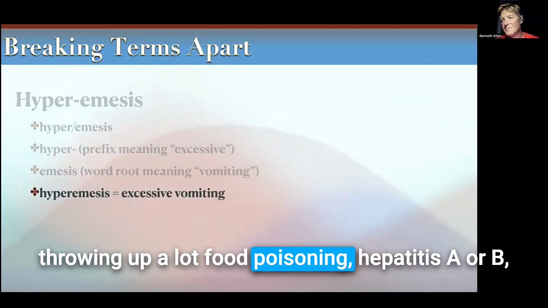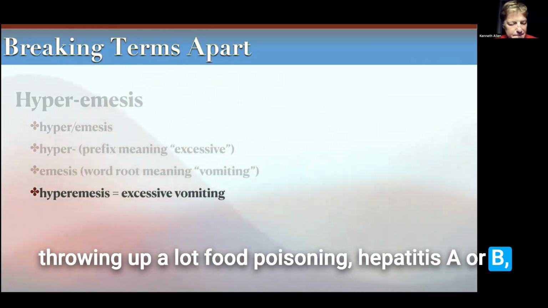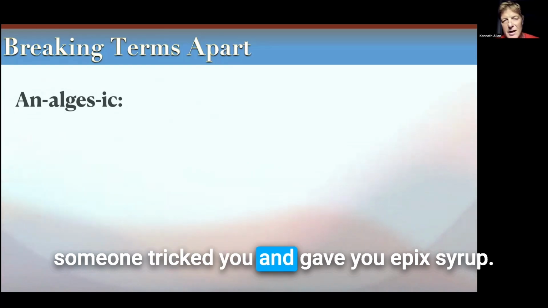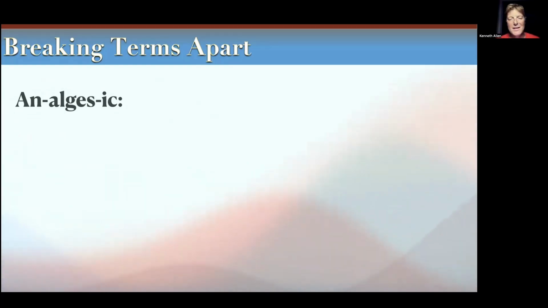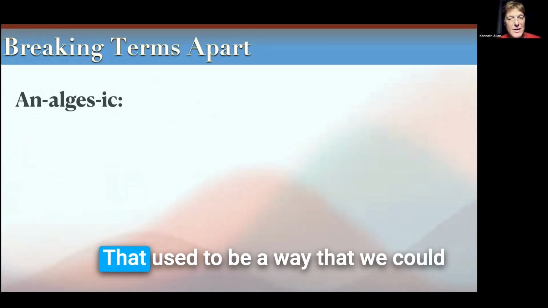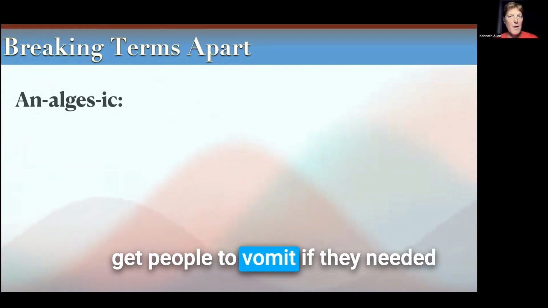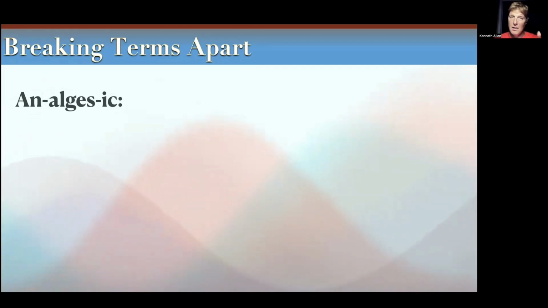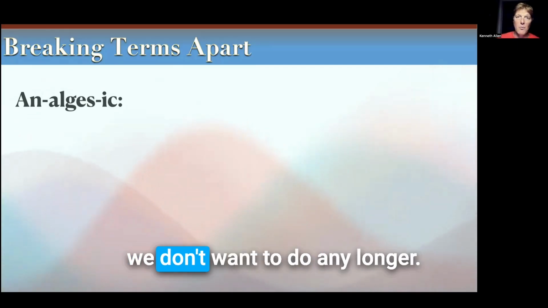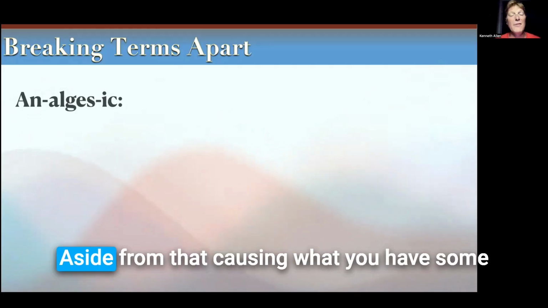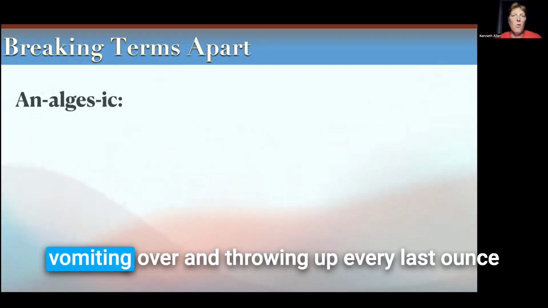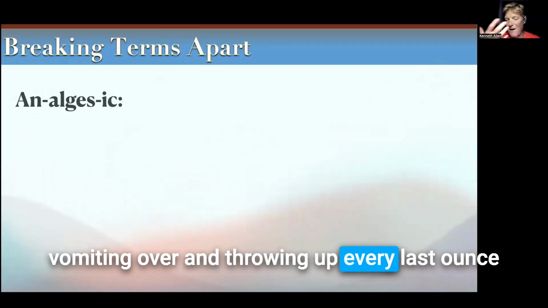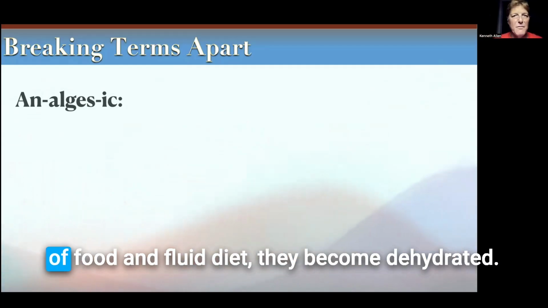Food poisoning, hepatitis A or B. Someone tricked you and gave you Ipecac syrup. That's fortunately not around either. That used to be a way that we could get people to vomit if they needed to get poison out of their body. A lot of issues with that we don't want to do any longer. Aside from that causing what? You have someone vomiting over and throwing up every last ounce of food and fluid.